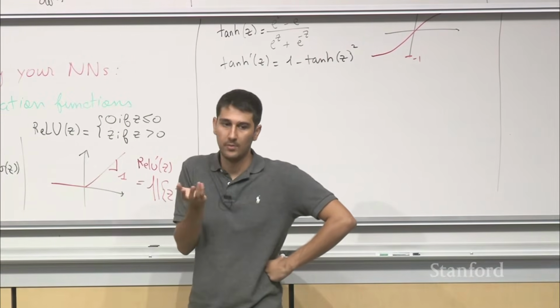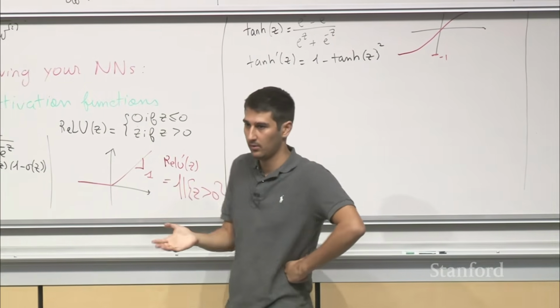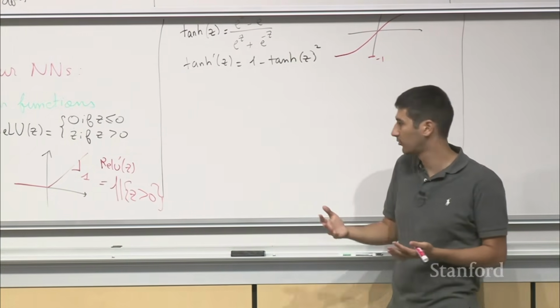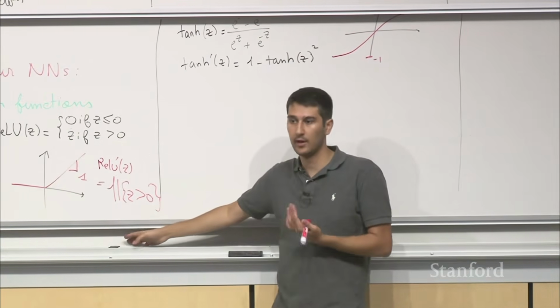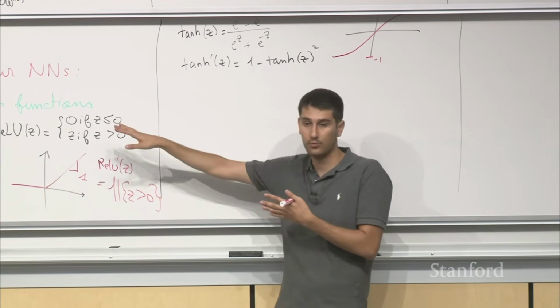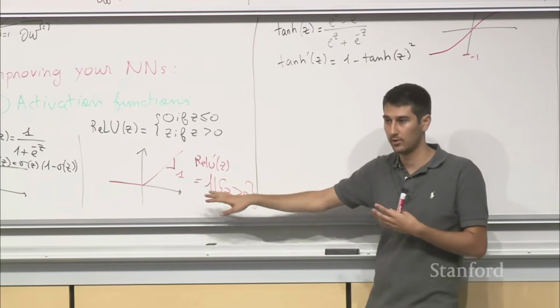You remember the house prediction example? In that case, if you want to predict the price of a house based on some features, you would use ReLU, because you know that the output should be a positive number between 0 and plus infinity. It doesn't make sense to use either tanh or sigmoid.